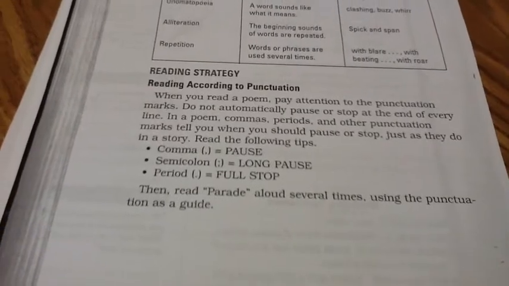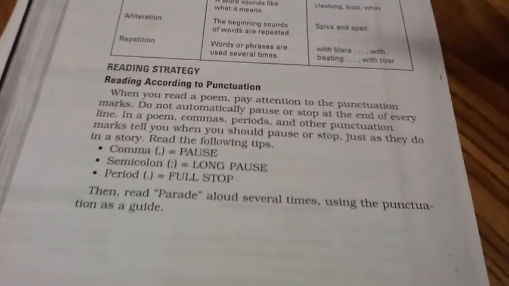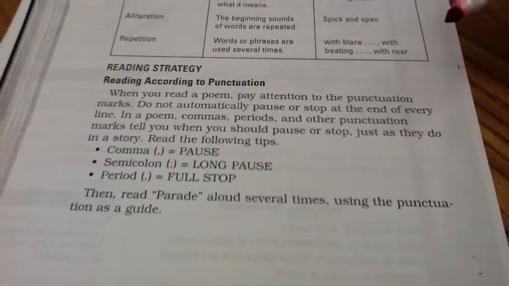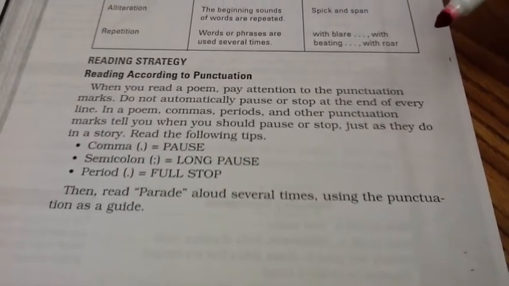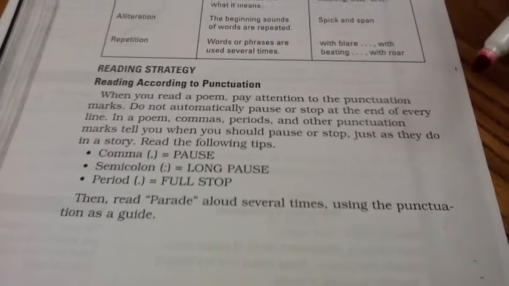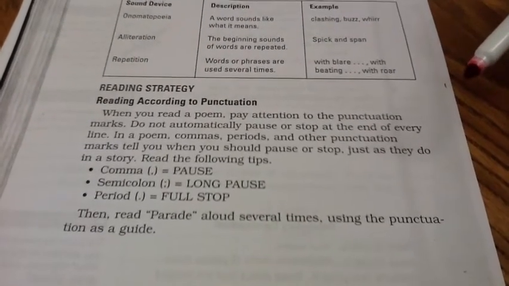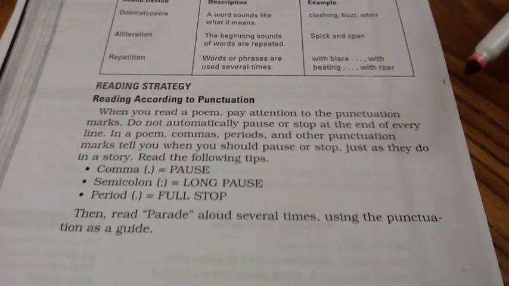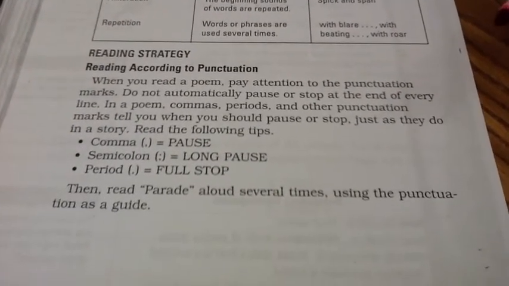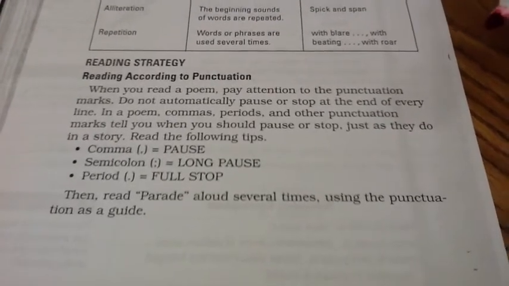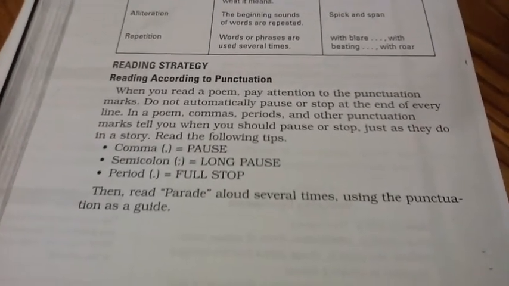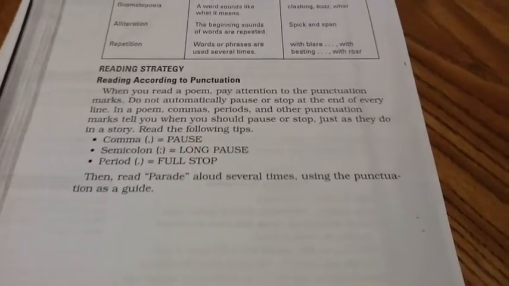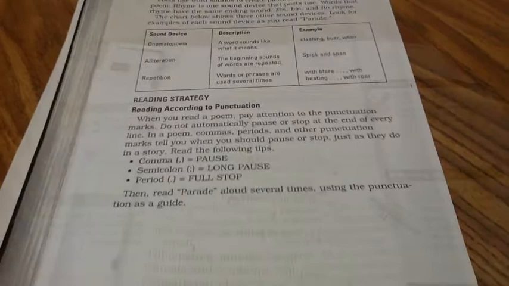Now let's read this next part. Reading strategy: reading according to punctuation. When you read a poem, pay attention to the punctuation marks. Do not automatically pause or stop at the end of every line. In a poem, commas, periods, and other punctuation marks tell you when you should pause or stop, just as they do in a story. Read the following tips. Comma is pause. Semicolon, long pause. Period, full stop. We're going to read Parade several times using the punctuation as a guide. Let's go ahead and turn the page and look at that poem.